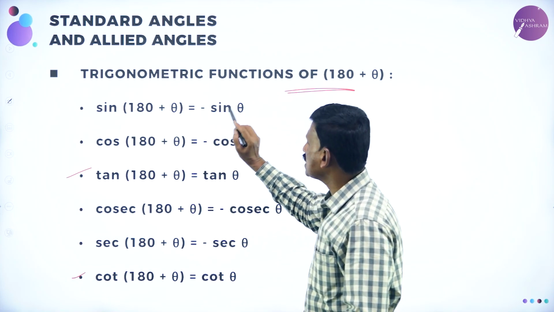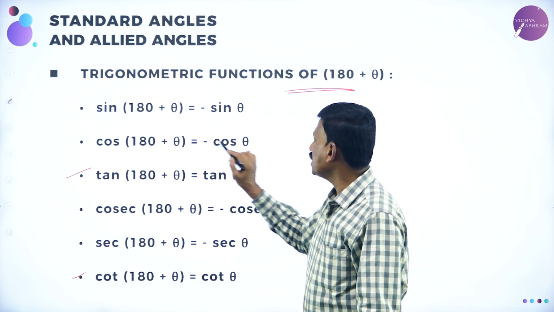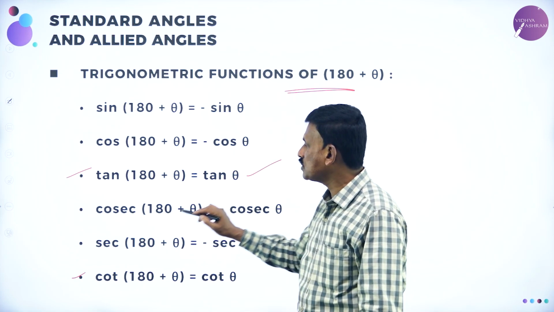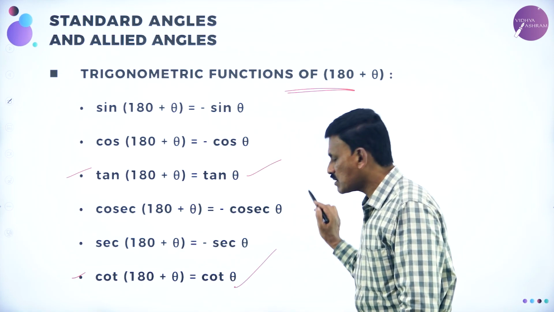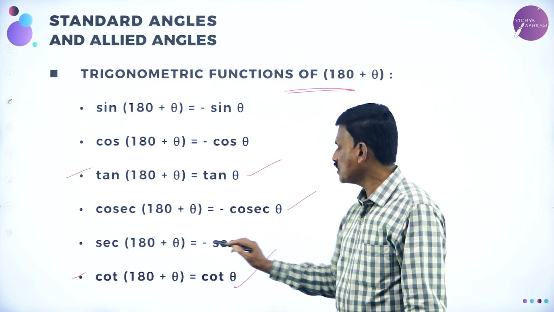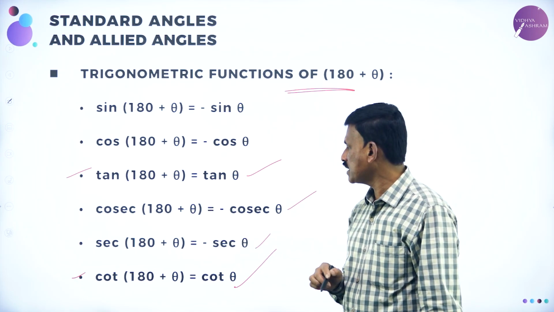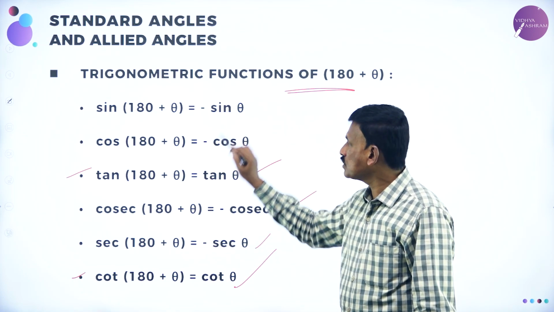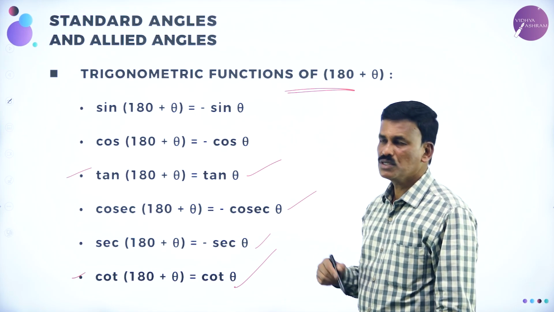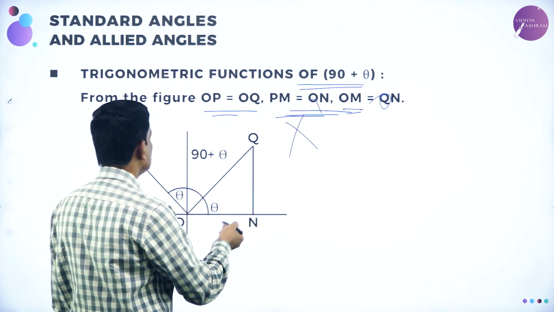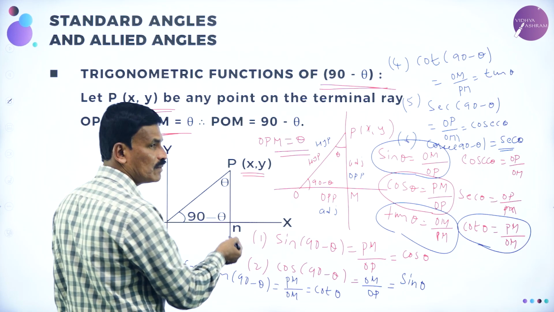Sin 180 plus theta is minus sin theta, cos 180 plus theta is minus cos theta, tan 180 plus theta is plus tan theta, and cot 180 plus theta is also plus cot theta. Cosecant 180 plus theta is minus cosecant theta, secant 180 plus theta is minus secant theta. So tan theta and cot theta are positive, the remaining are negative. Similarly, this is 180 plus. What I have written here is 90 minus theta.